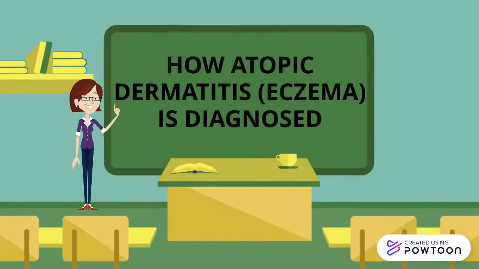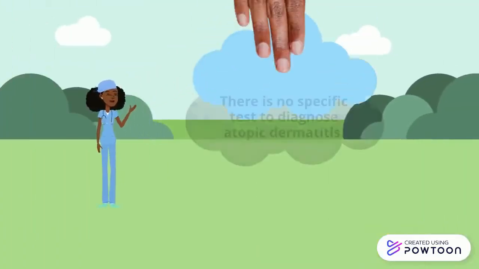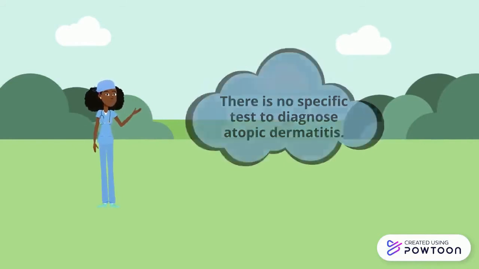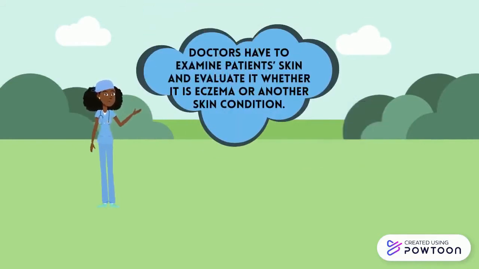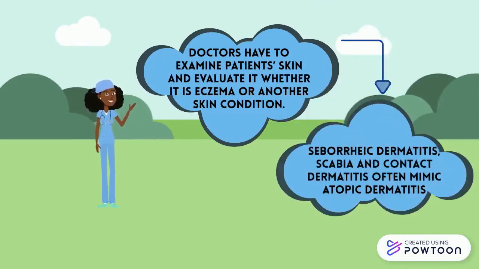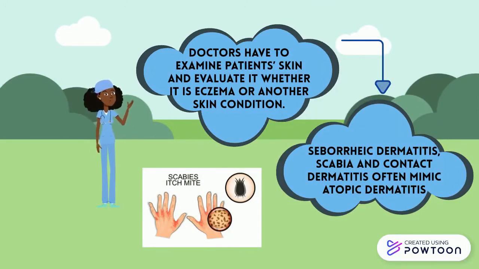Next, about how eczema is diagnosed. There is no specific test to diagnose eczema. The doctors have to examine the patient's skin and evaluate whether it is eczema or another skin condition. Seborrheic dermatitis, scabies, and contact dermatitis often mimic eczema.